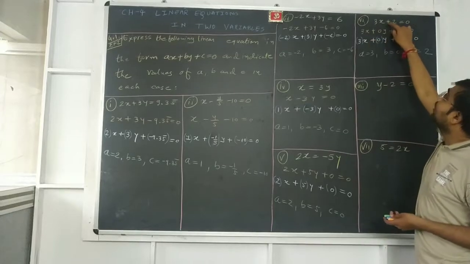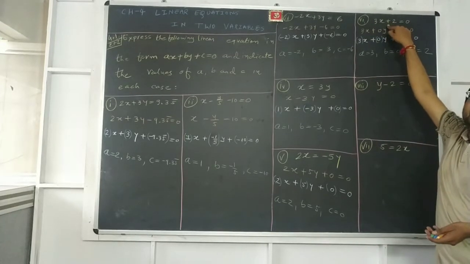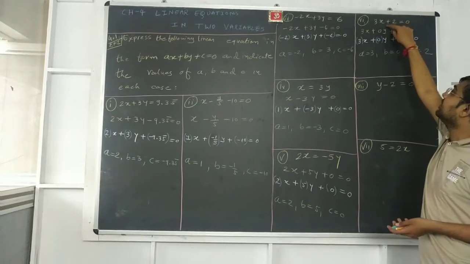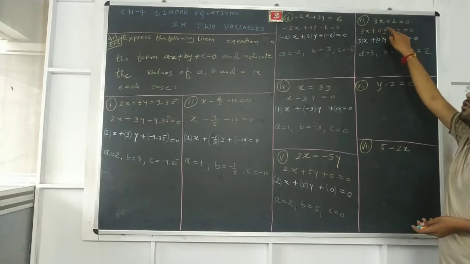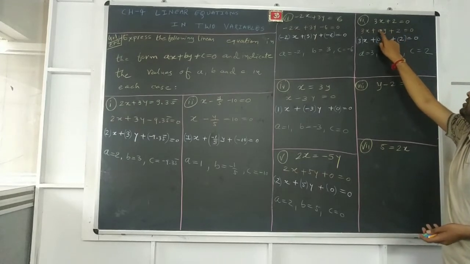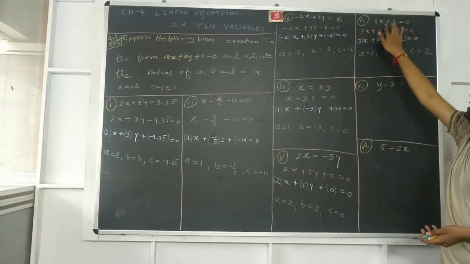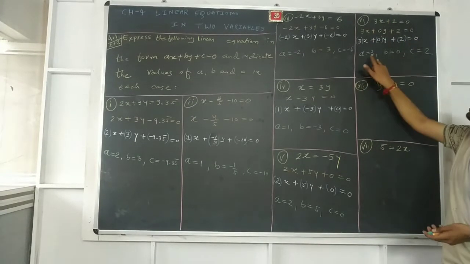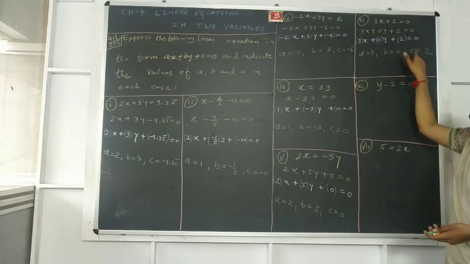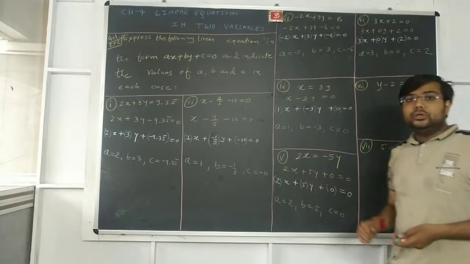Variable y is not a term in this equation, so we put 0y. 0 is the coefficient, and 0 into y means 0. So we get 3x plus 2. Okay, A is equal to 3, B is equal to 0 and C is equal to 2.